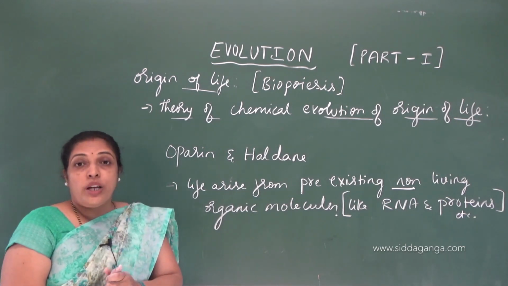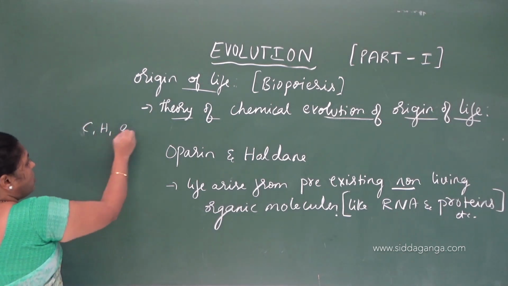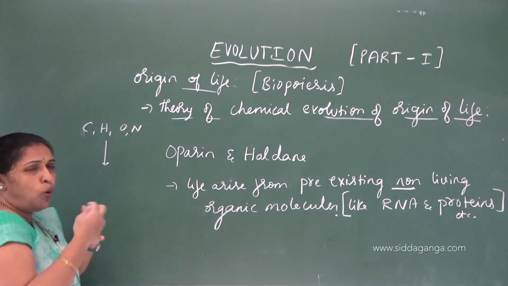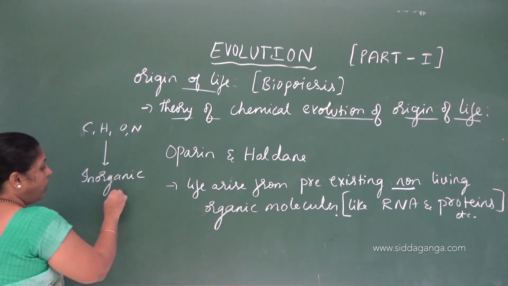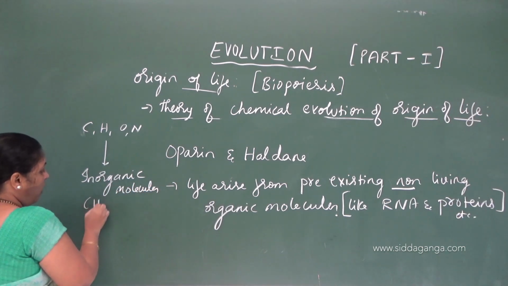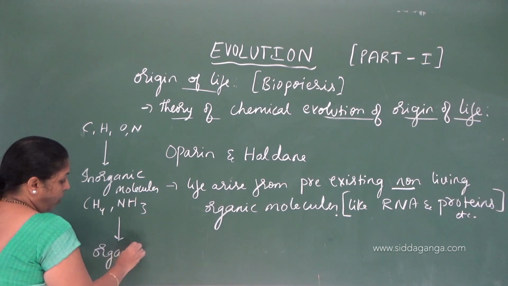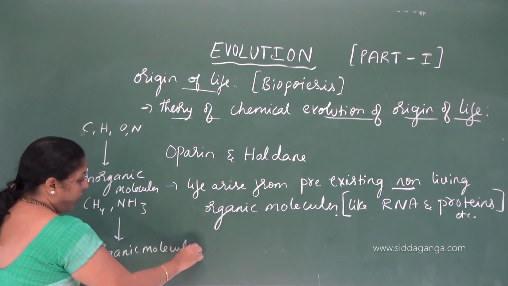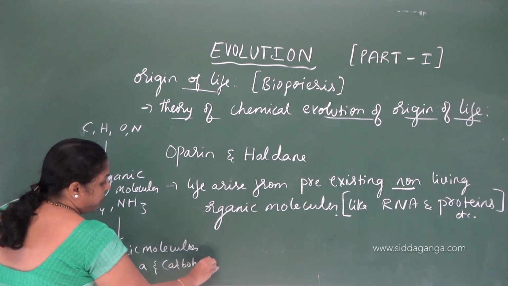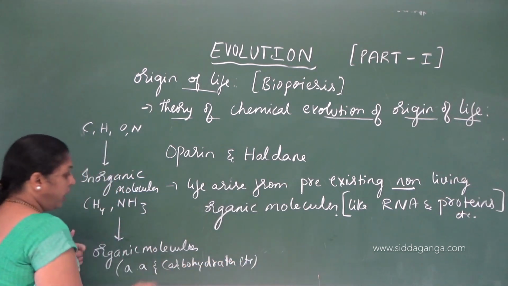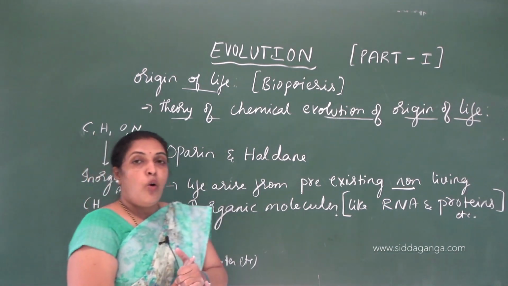So initially we know that is chemical evolution. Chemical evolution means first the atoms like carbon, hydrogen, oxygen, nitrogen combine, and after so many years, millions of years, they give rise to inorganic molecules like methane, ammonia, and these inorganic molecules give rise to organic molecules like amino acids, carbohydrates, etc. So those organic molecules give rise to life forms on this earth. That is about the theory given by Oparin and Haldane.